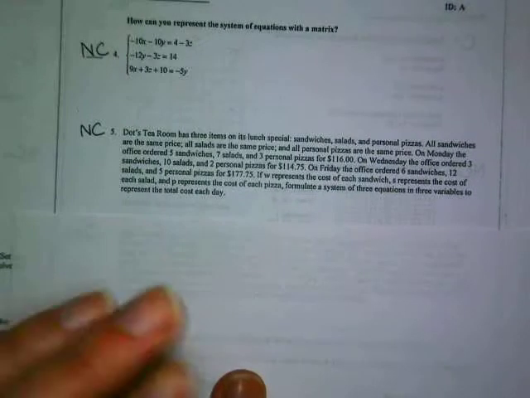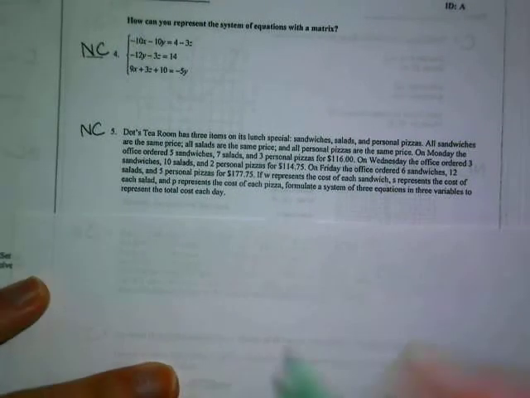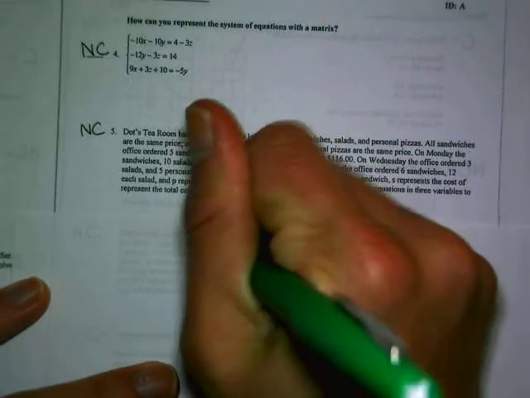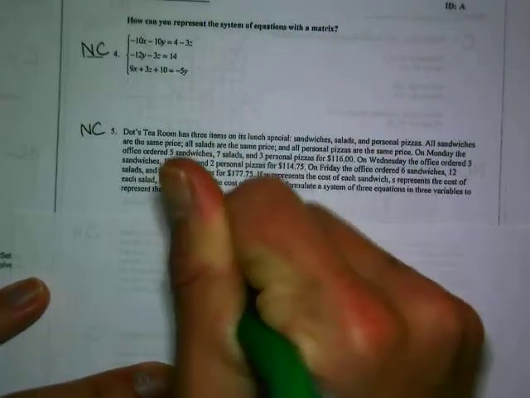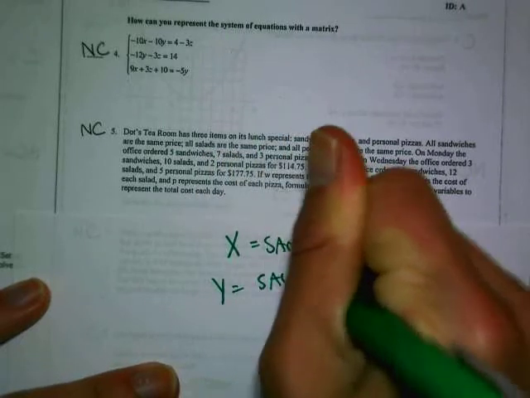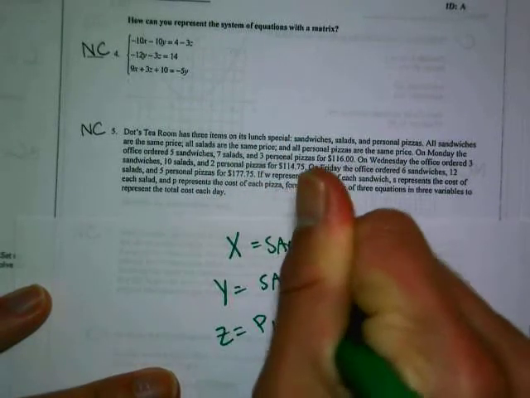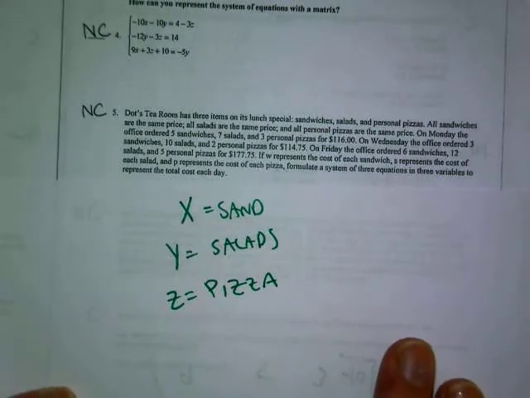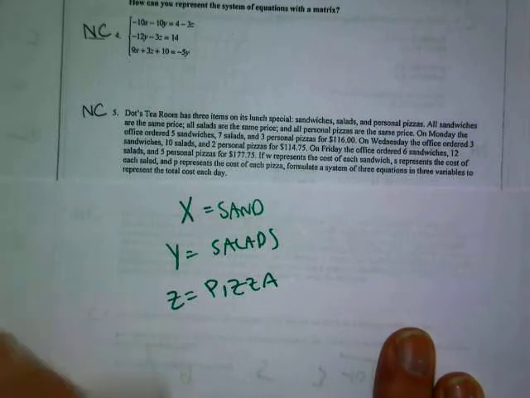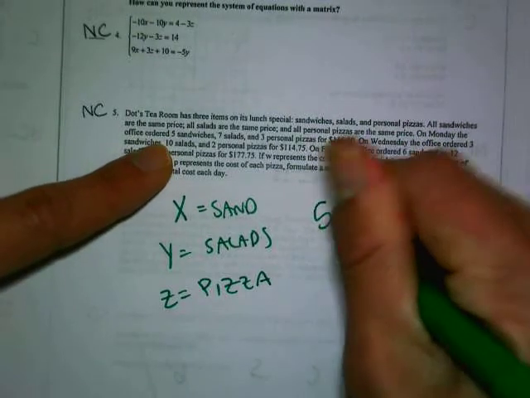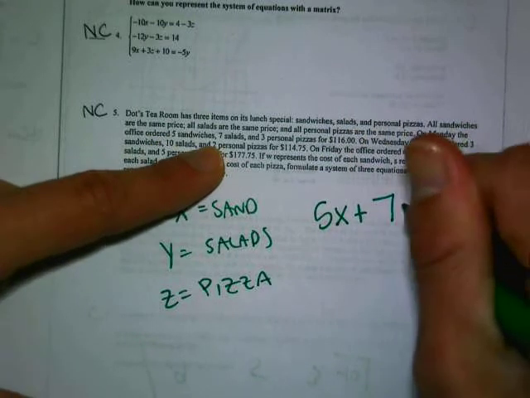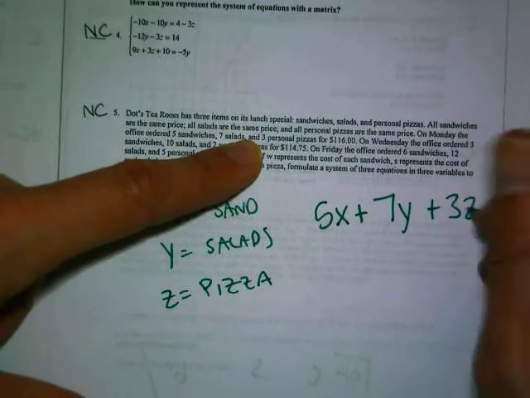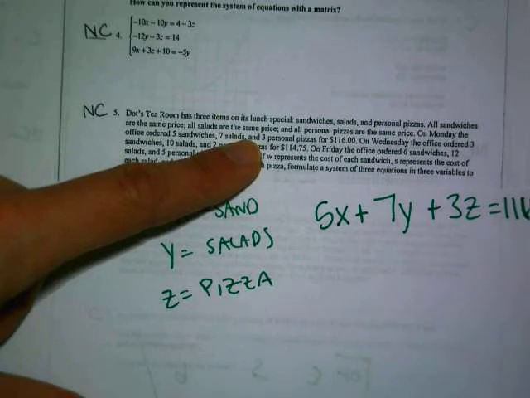Number 5 is non-calculator, but the good thing about this is all we have to do is write the equation. So, Dot's Tea Room has 3 items on its lunch special: sandwiches, salads, and personal pizza. So I'm going to say X is sandwiches, Y is salads, and Z is pizza. All sandwiches are the same price, all salads are the same price, and all personal pizzas are the same price. On Monday, the office ordered 5 sandwiches plus 7 salads plus 3 pizzas for $116.